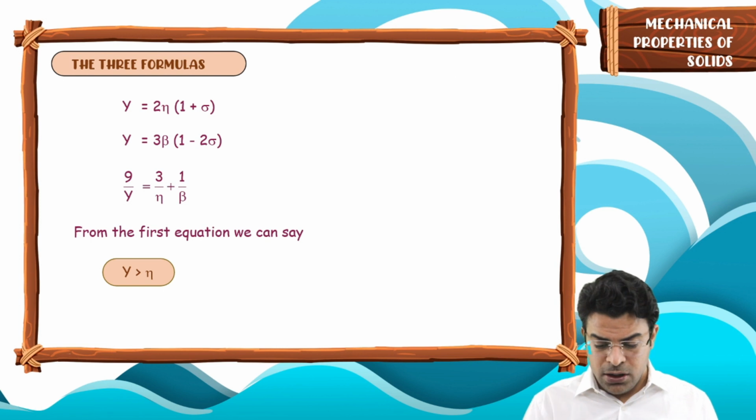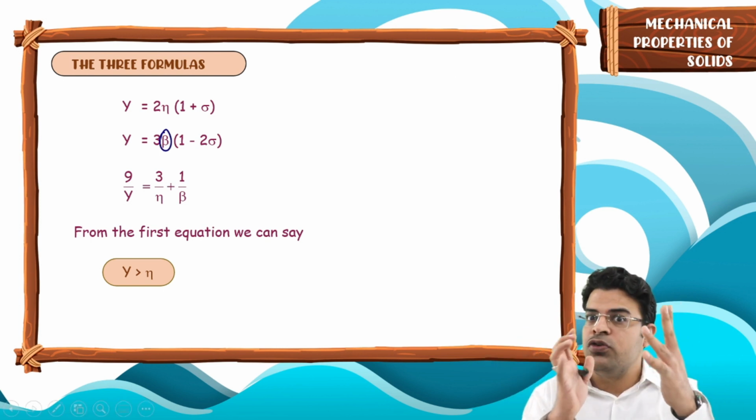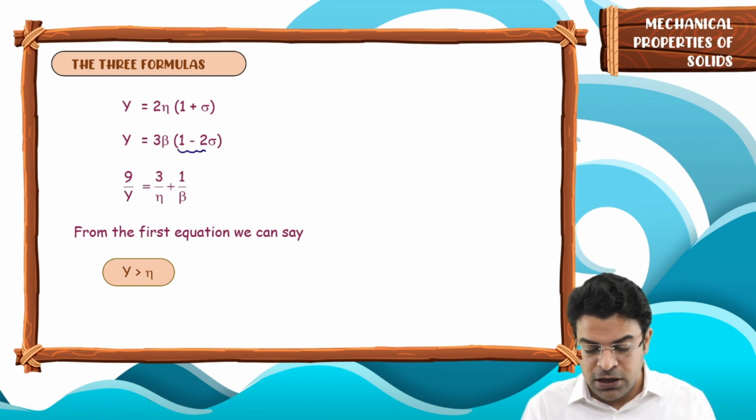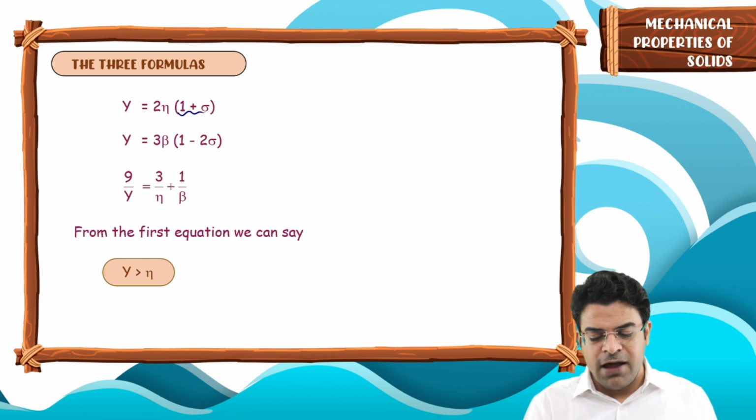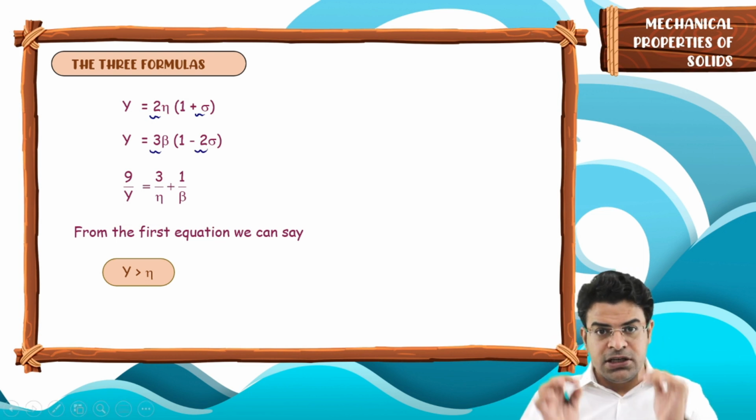Second thing, beta, for bulk modulus, bulk, three-dimensional forces act. That's why there is a 3 in the case of bulk modulus times 1 minus 2 sigma. Here you have added, so here you should subtract. Here you had 2 and 1. Here you have 3 and 2. So memorize all 3 simultaneously.